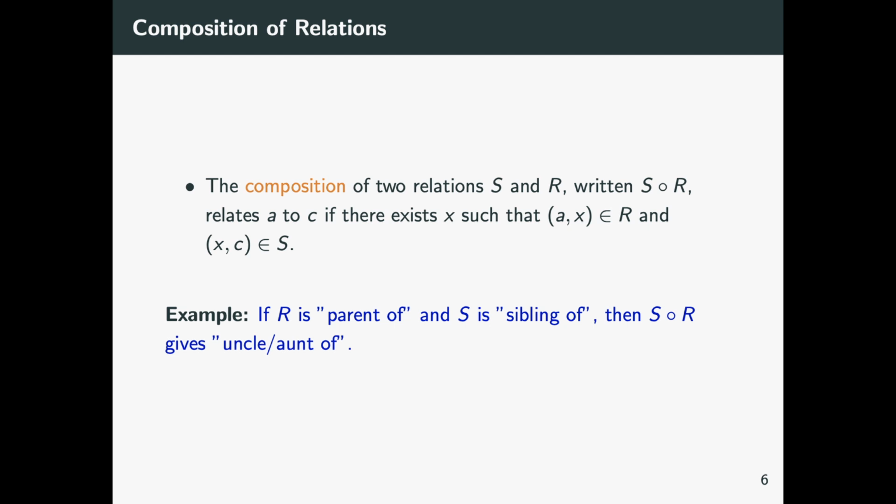For example, if relation R represents is a parent of and relation S represents is a sibling of, then S composed with R gives us the relation is an uncle or aunt of.